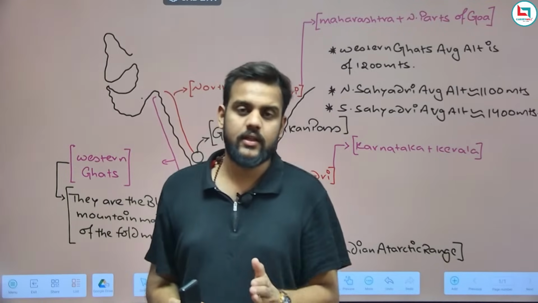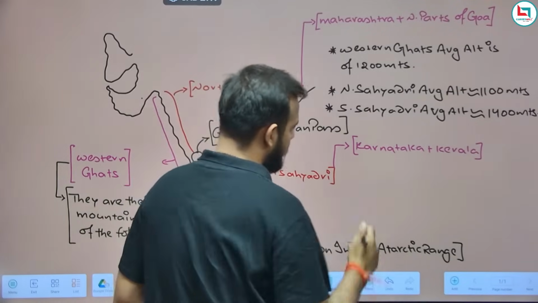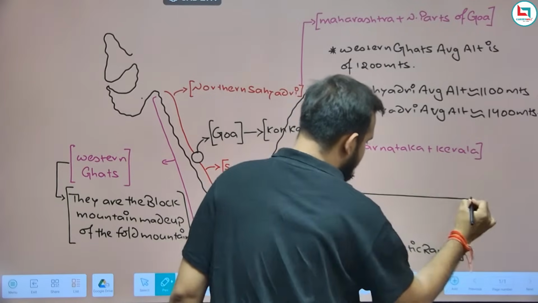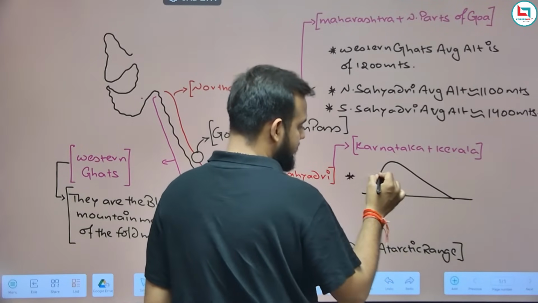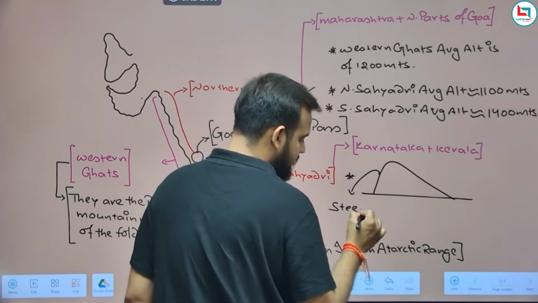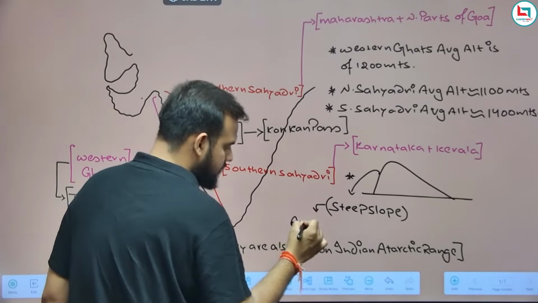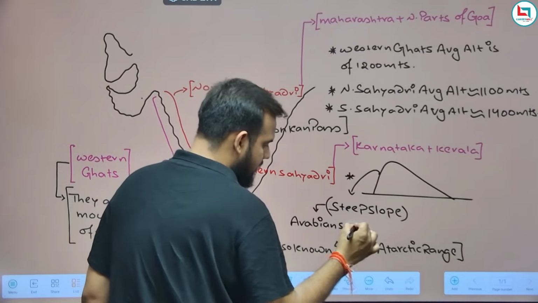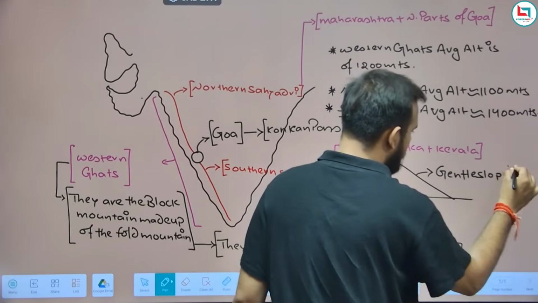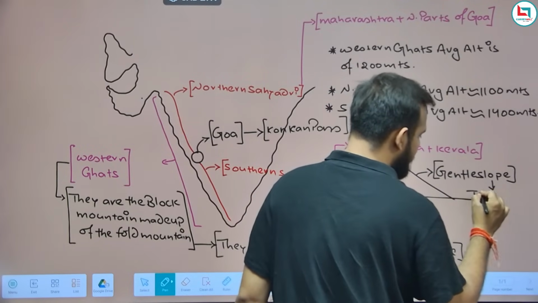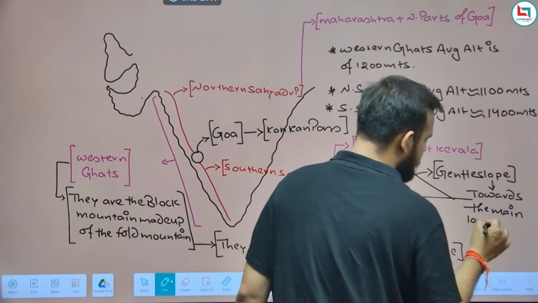And remember one thing, Western Ghats are asymmetrically folded. When we talk about asymmetrical folds, they look like this. This is asymmetrically folded mountains. This is the steep slope, and this steep slope is towards the Arabian Sea. And this gentle slope is towards the mainland India.